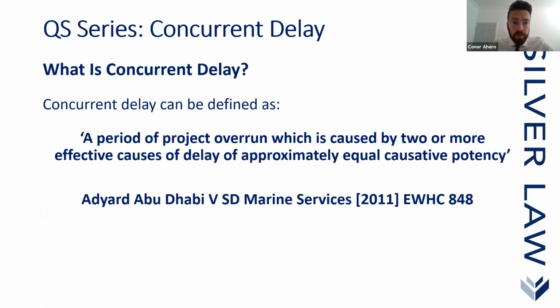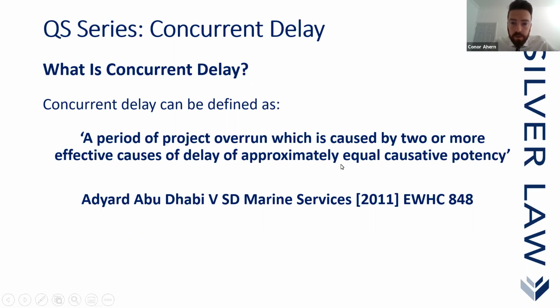Okay, so what is concurrent delay? Concurrent delay can be defined as a period of project overrun which is caused by two or more effective causes of delay of approximately equal causative potency. Now, the important words there are obviously approximately equal causative potency. This is from the case of Adyard Abu Dhabi versus SD Marine Services back in 2011.